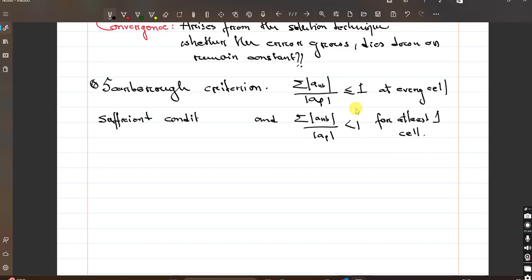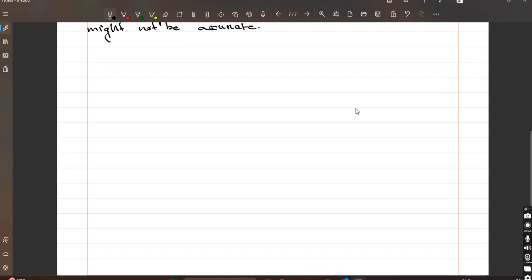Okay, and always remember that this is a sufficient condition, and it also means that it might not be accurate, right? So it only says that if this criteria is being satisfied, then your solution method will converge, but it does not mean that it will have a correct or accurate result, right?